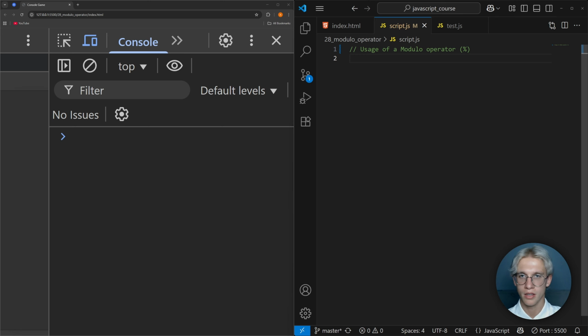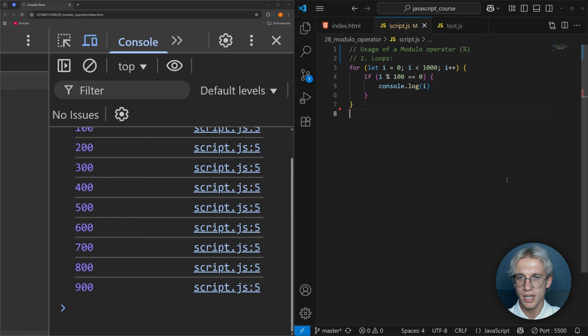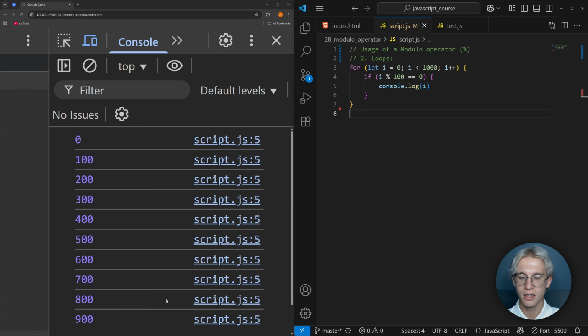Also, a modulo operator is especially useful for iterations with numbers. This is a simple loop that goes from 0 to 1000, that if the current index modulo 100 is equal to 0, we display this index. The output includes only numbers divisible by 100.